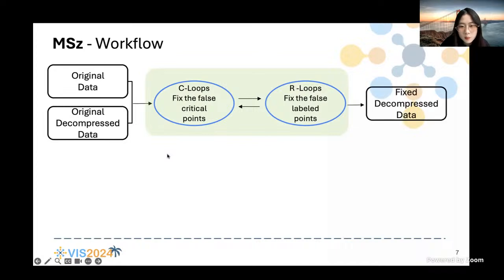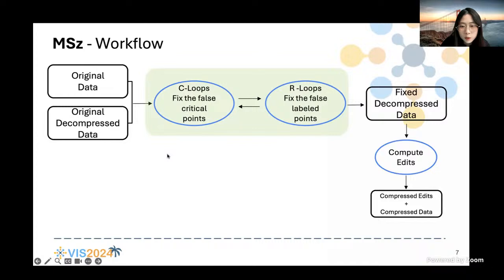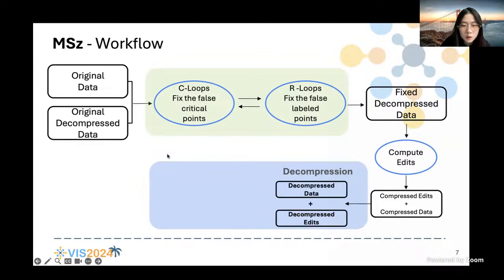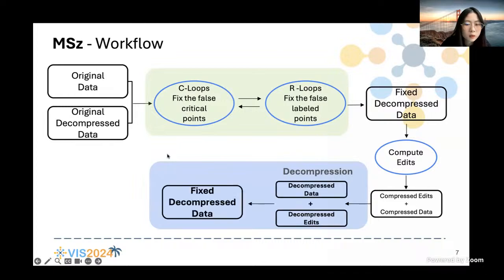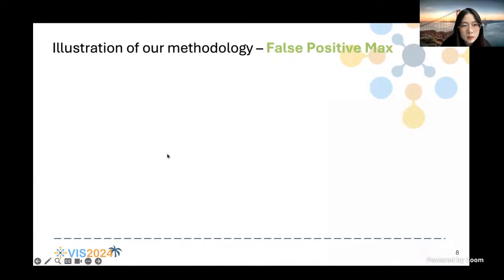And at this point, we get a version of fixed decompressed data, and by taking the difference with the original decompressed data, we can get the edits, and then we compress them together with the compressed data as the output of our algorithm. And in the decompression process, we just apply the edits on the decompressed data to get the fixed one. And generally speaking, the fixing process mainly involves modifying the values of the vertex itself or its neighbors.